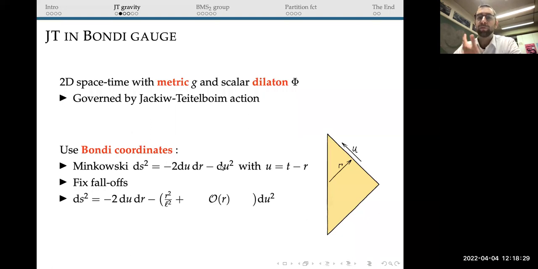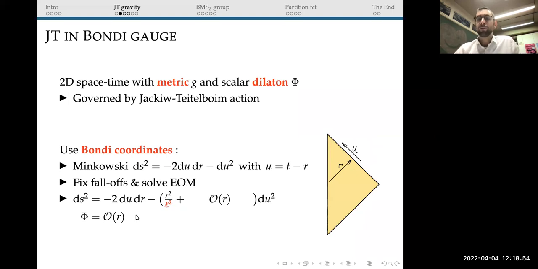Now, what I want to do, of course, is not to deal quite with the Minkowski metric alone, but really I want to fix some falloffs as r goes to infinity. So for now, I'm going to assume that I have a finite AdS radius L, so that my metric in Bondi coordinates takes this form, which at leading order is just AdS, but then there's an order r correction. And then I'm similarly going to assume an order r term for the dilaton at large r. So those are going to be my falloffs for the fields.